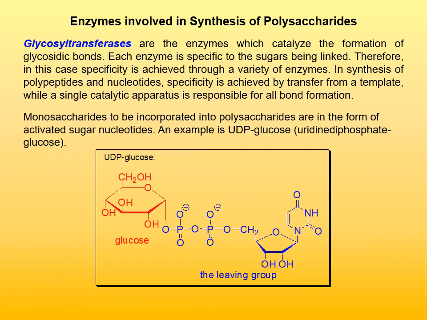Monosaccharides that are going to be incorporated into polysaccharides are in the form of activated sugar nucleotides. It's sugar activated by UDP, the uridine diphosphate group. So glucose that will be incorporated into a polysaccharide like cellulose or amylose will be in the form of UDP glucose. And the UDP group is the leaving group.